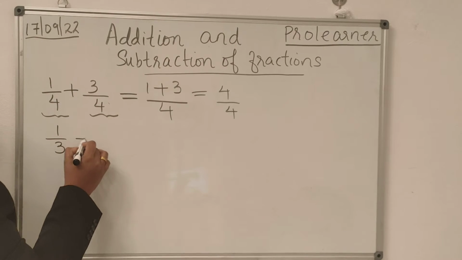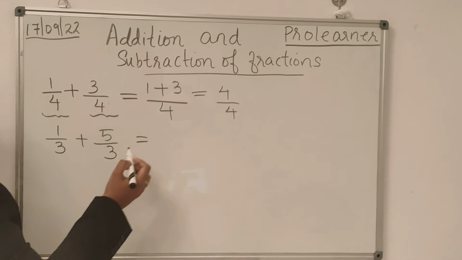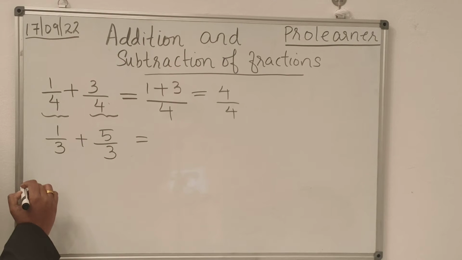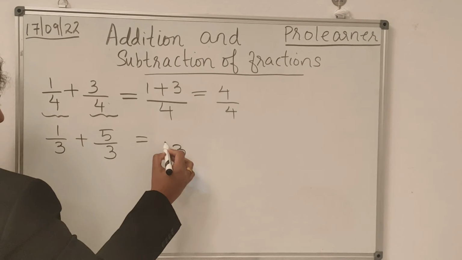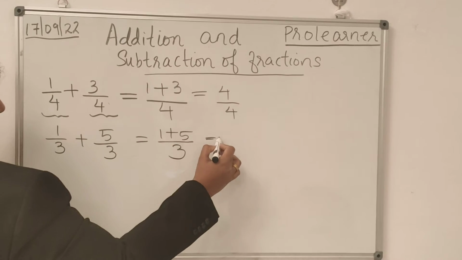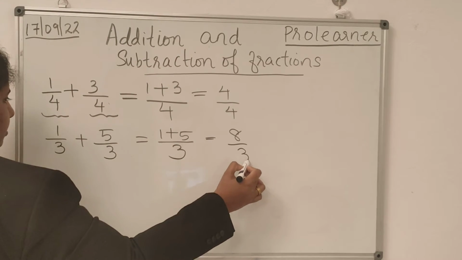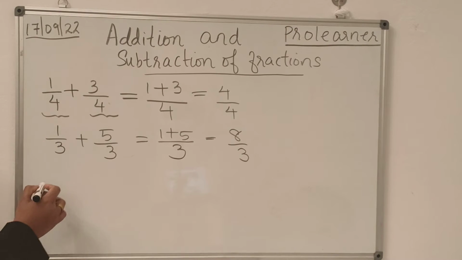We will see another example now. 1 over 3 plus 5 over 3. So what we will do? The denominator will remain the same. Correct? So it will be 3, the numerator 1 plus 5. So what will be the answer? 8 over 3.